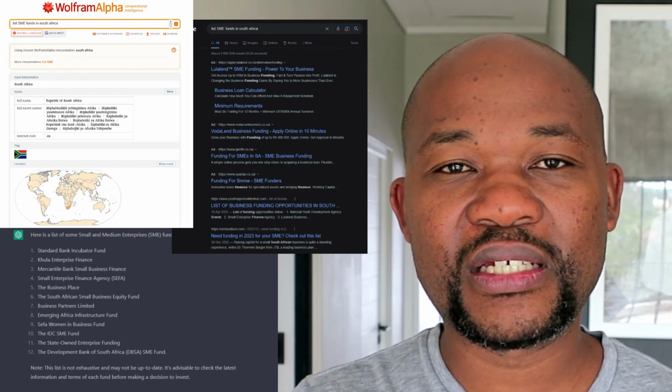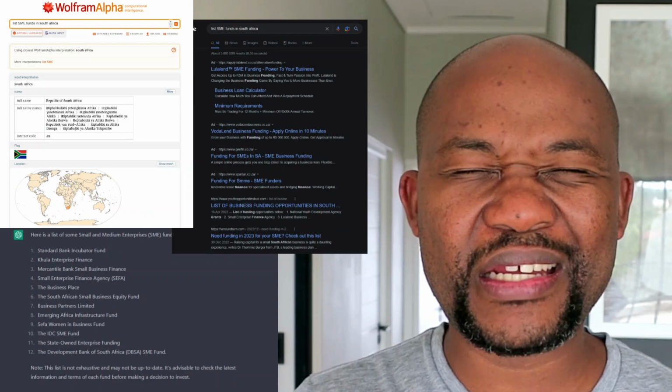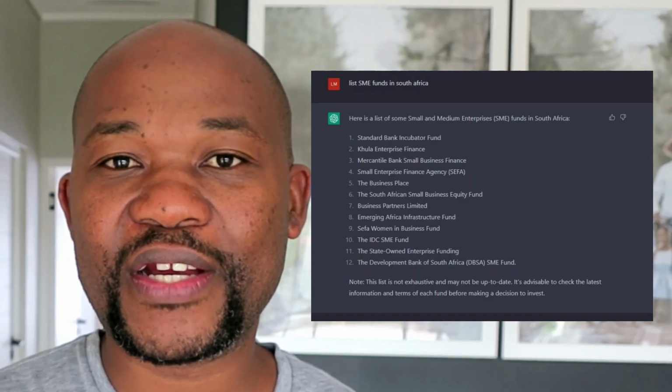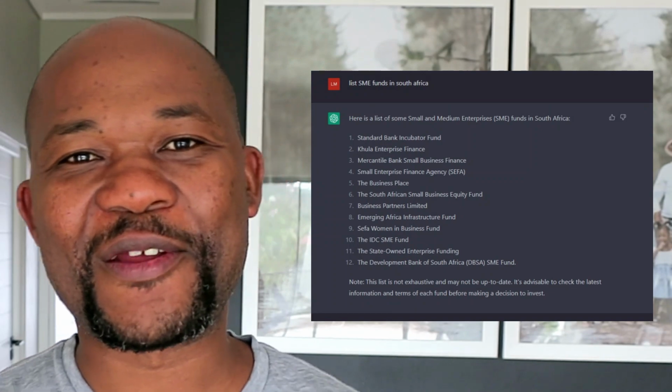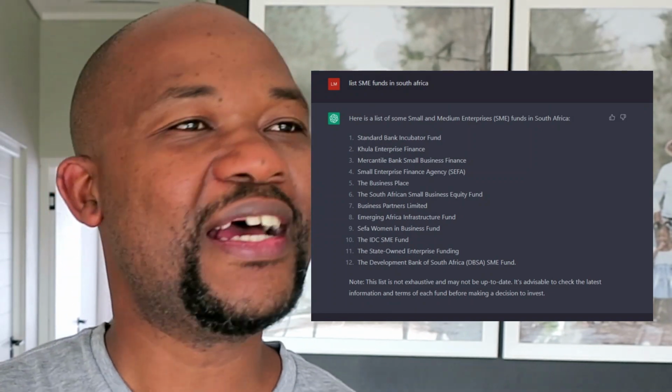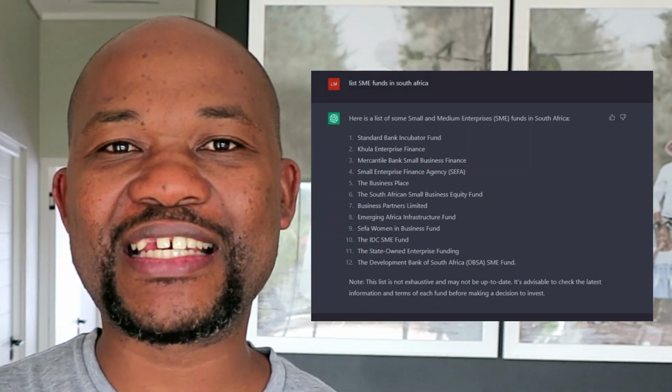So Wolfram Alpha was just horrible, and it reminded me why I stopped using it. I went to ChatGPT, and it was quite interesting. It gave me a list of SME funds in South Africa, and I was quite excited. I was going to say, this is the best thing ever. Let me search about data analytics and everything else.